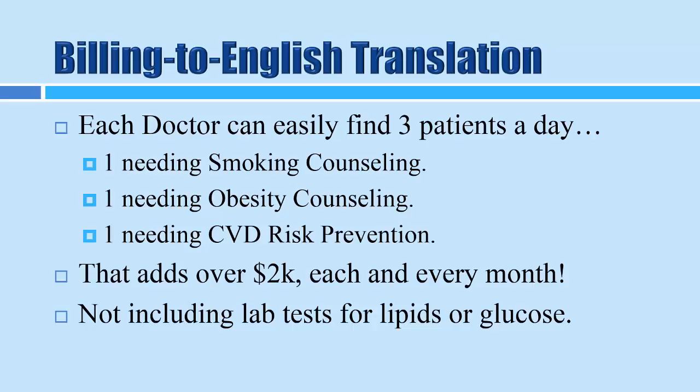For a billing to English translation, each doctor can easily find 3 patients a day, at least 1 needing smoking counseling, 1 needing obesity counseling, and 1 needing CVD risk prevention. That should add over $2,000 in billing each and every month, not including lab tests for lipids or glucose.